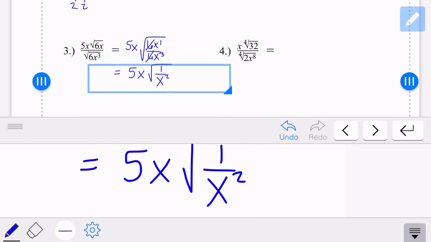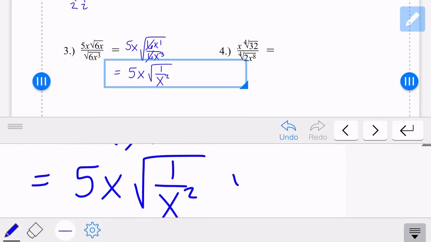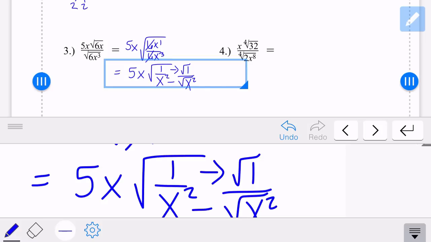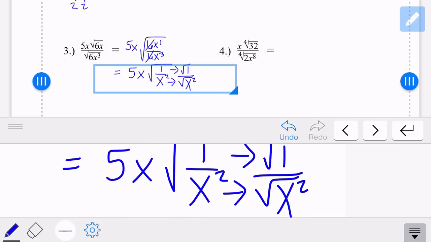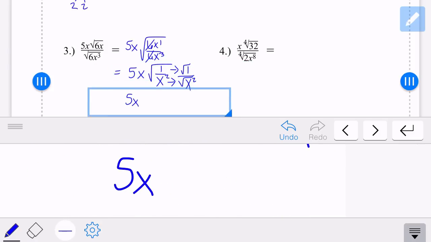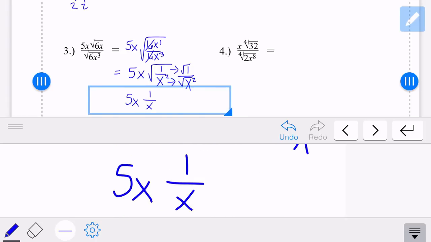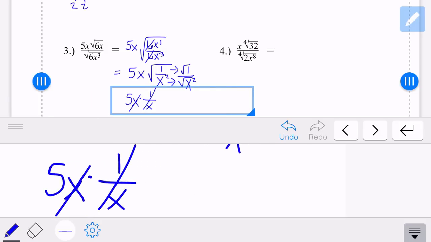So then we want to try to simplify this. Now if we take this and split it back up and do the square root of 1 over the square root of x squared, what would that leave us with? We would have our 5x still out in front. The square root of 1 is just 1. And then the square root of x squared would be x. So we'd have this, and then 1 over x and x are going to reduce. So this whole thing is just going to be 5.